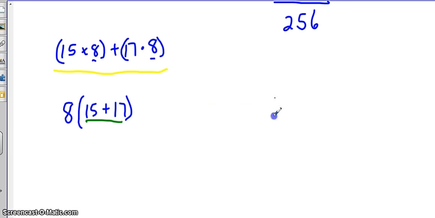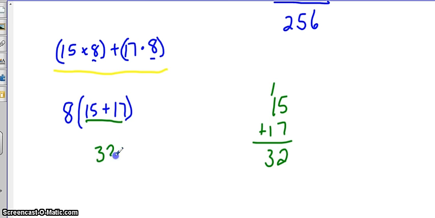So 15 plus 17. We add those together. 5 plus 7 is 12. Bring up your 1. 1 plus 1 plus 1 is 3. So that's 32 inside the parentheses and an 8 on the outside. Now we can multiply 8 times 32.